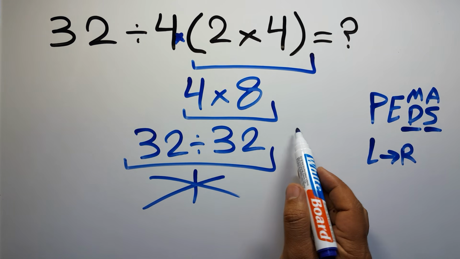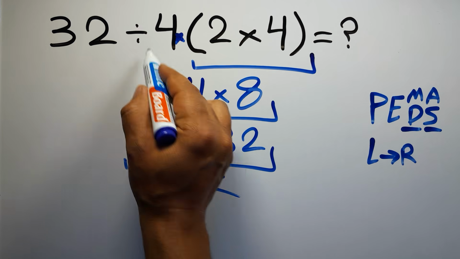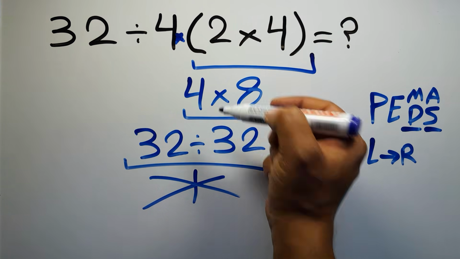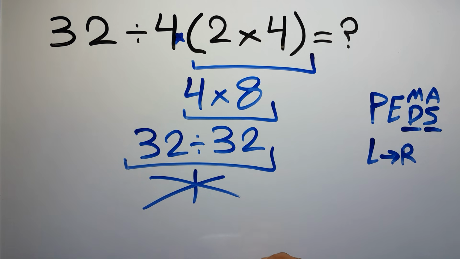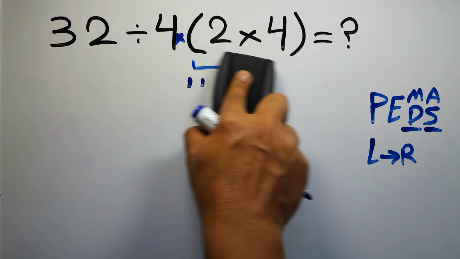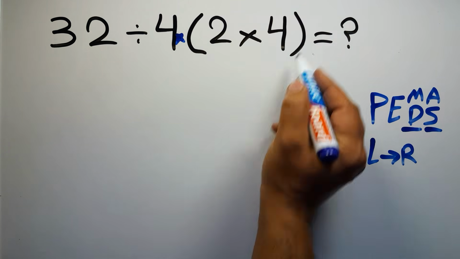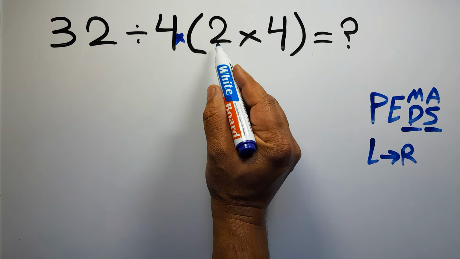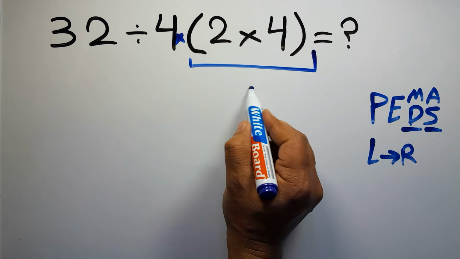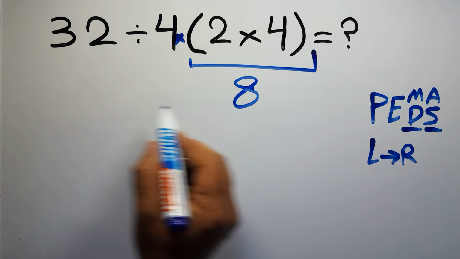Okay, so according to the PEMDAS, first we have to do this parenthesis, then this division, and finally this multiplication. If we do this multiplication before this division, it is wrong. So first we have to do this parenthesis. Inside this parenthesis we have 2 times 4, which equals 8. So 32 divided by 4 then times 8.